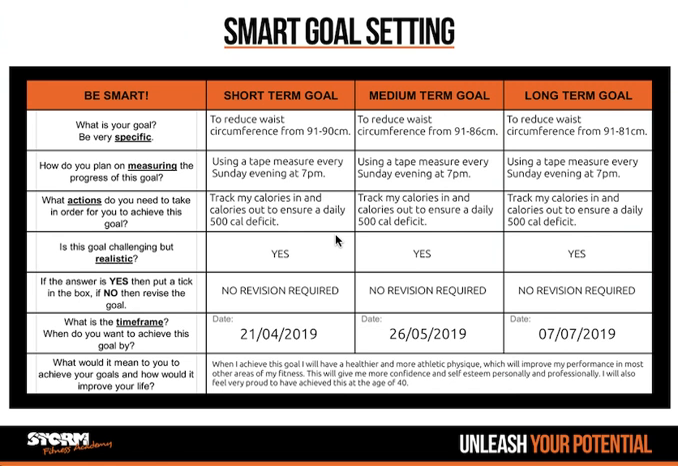when I achieve this goal, I will have a healthier and more athletic physique, which will improve my performance in most other areas of my fitness. This will give me more confidence and self-esteem personally and professionally. I will also feel very proud to have achieved this at the age of 40. So, I'm picturing myself 12 weeks from now and feeling really, really proud of myself and more confident with better self-esteem. And, who doesn't want that? So that is my SMART goal setting.